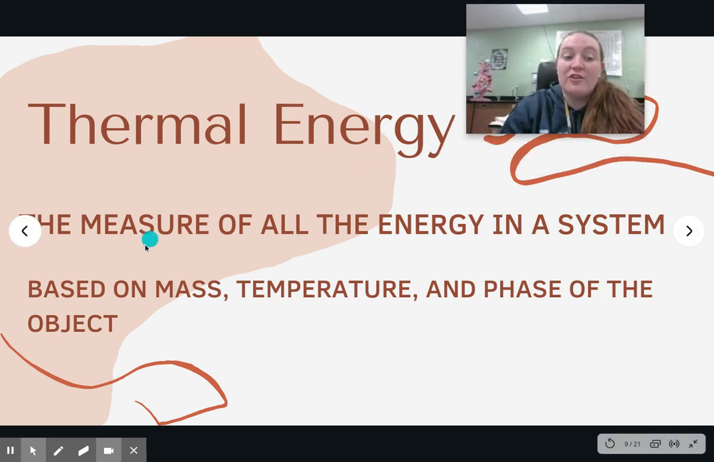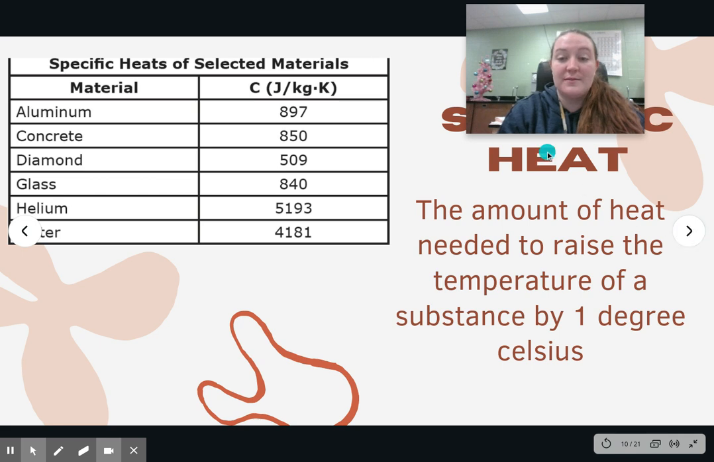So let's talk about this. Thermal energy. Thermal energy is the measure of all the energy in a system. It's based on the mass of the object, the temperature of the object, and the phase of the object. The phase is just if it's a solid or liquid or a gas. All three of these things together can change the thermal energy in an object.